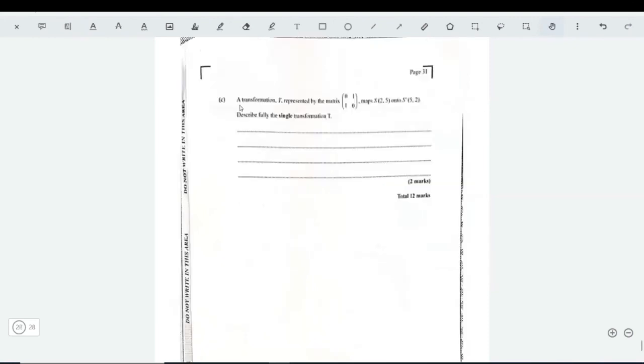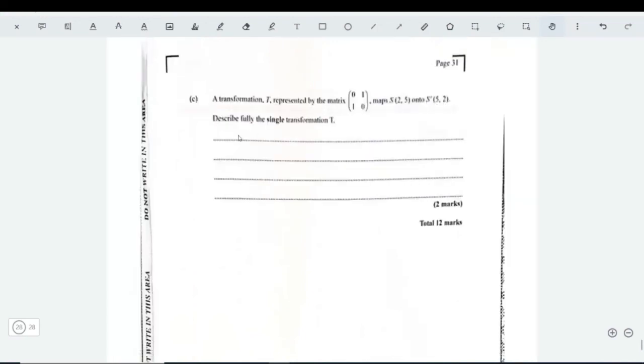All right, now the next one says a transformation T is represented by this matrix equation that maps S, 2, 5 to the point S prime, which is 5, 2. Describe the transformation T. Now, guys, clearly from what you see right here, the X gets exchanged with the Y, and the Y gets exchanged with the X. That's going from S to S prime.